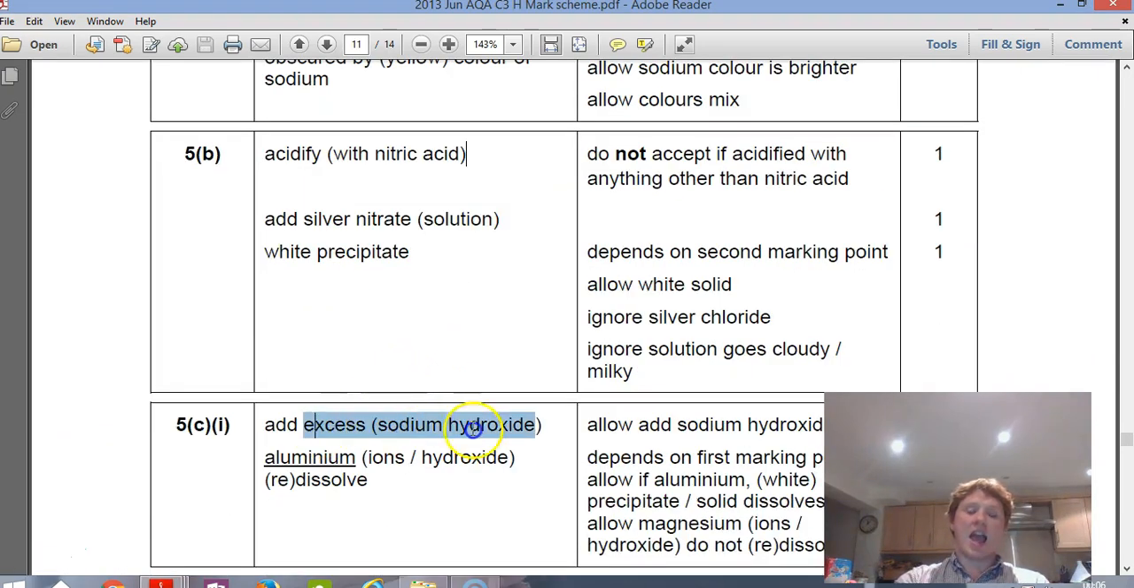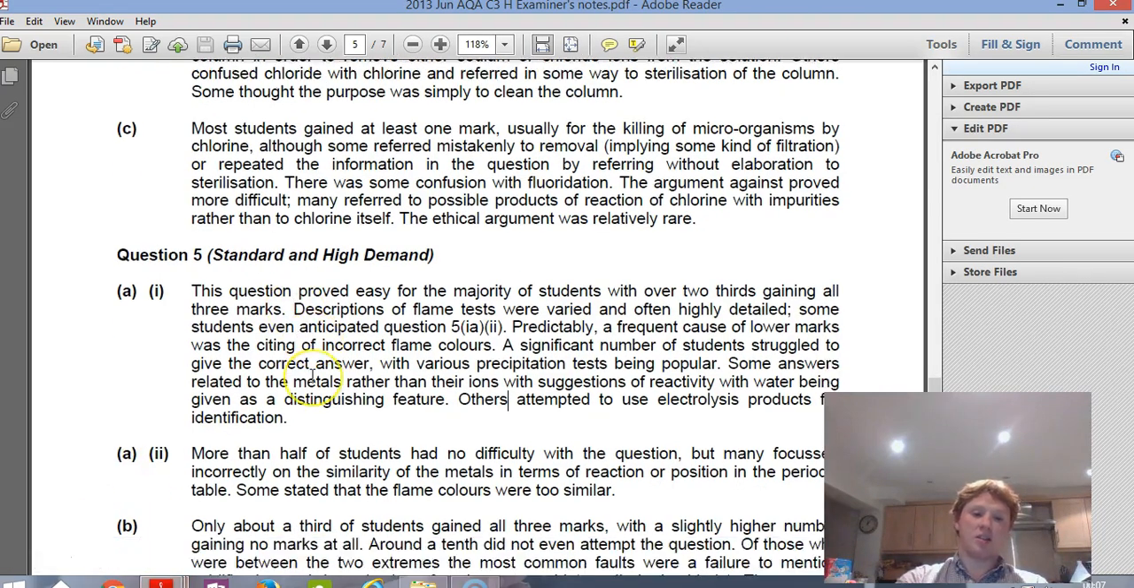They can add excess sodium hydroxide, and aluminium ions redissolve. So there you go, that's what you need to know about aluminium ions.